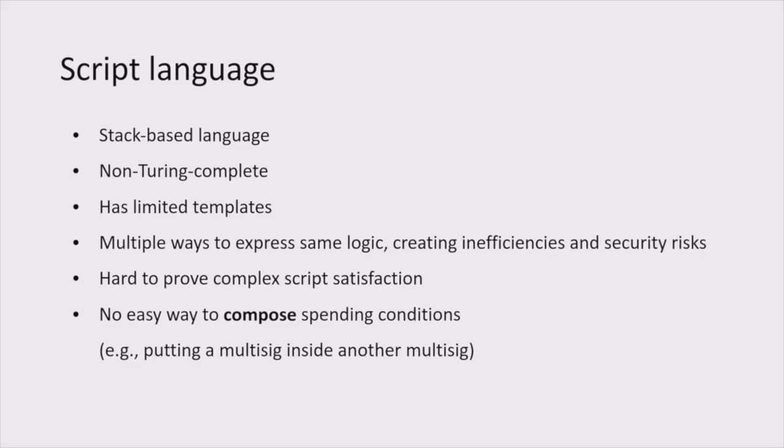For example, you don't have a template for a vault. For vault implementation, there are different implementations. So we don't have templates for everything. You can create your own. But the problem is that you can create the same logic in many ways. For example, you can create a security risk, like maybe some path in your script you will not be able to satisfy. And of course the cost, maybe you can create a different implementation that is not so efficient in terms of fees.